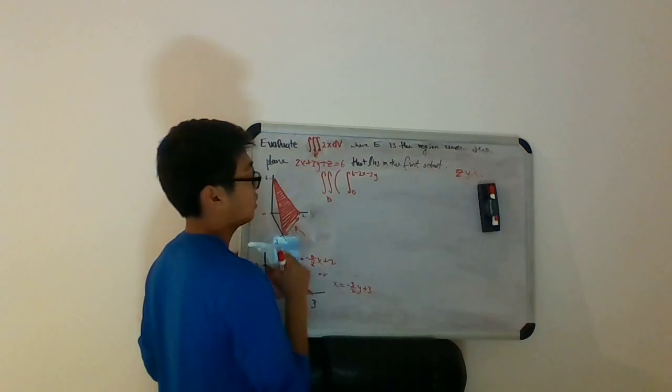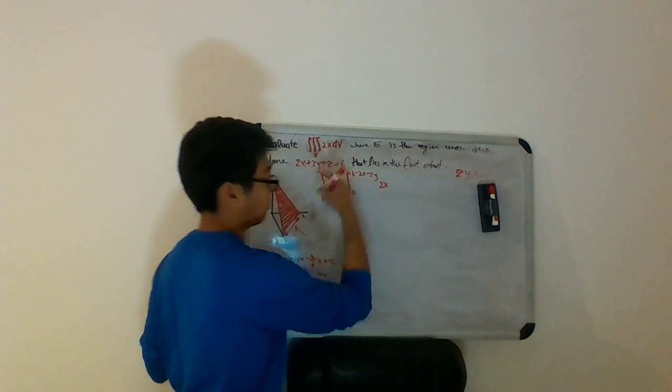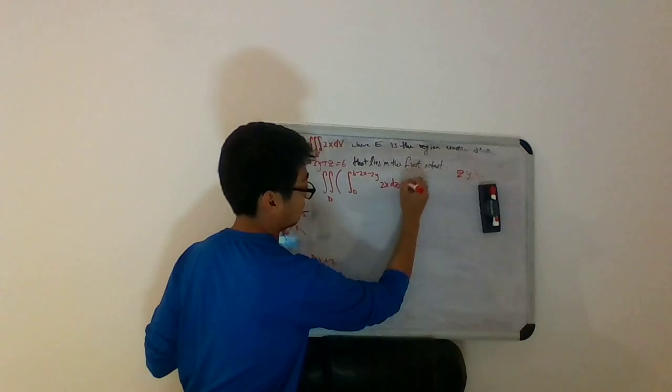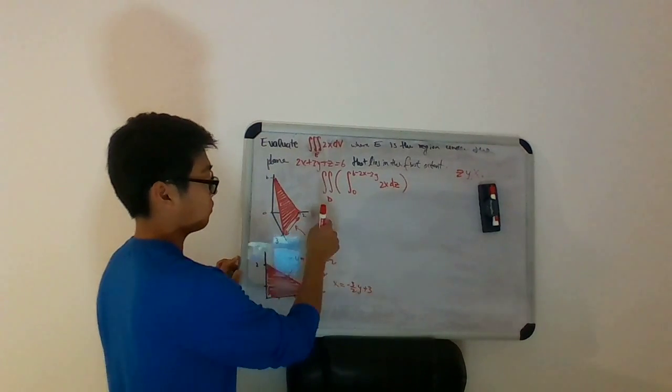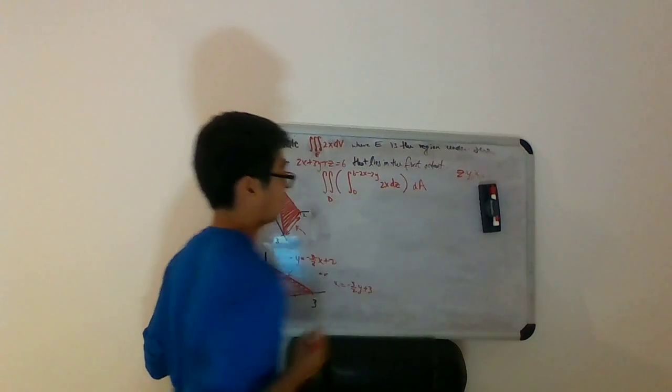So then we write the rest of the equation. So that's 2x, and then with respect to z, so that's dz. And then the rest of the equation, we'll call that dA.